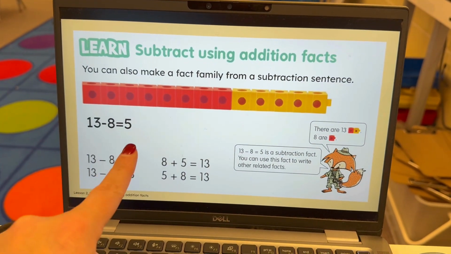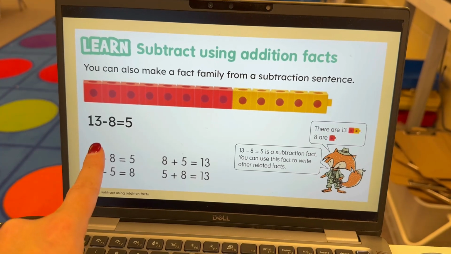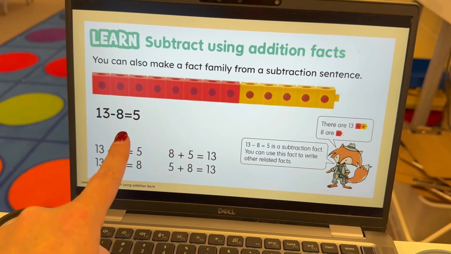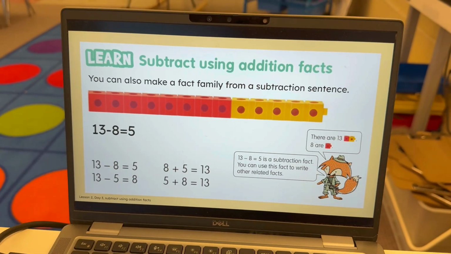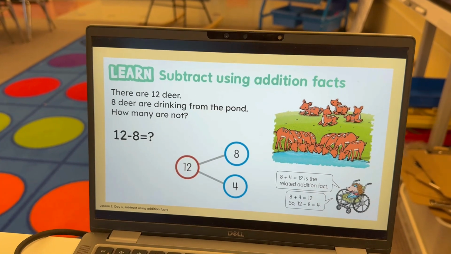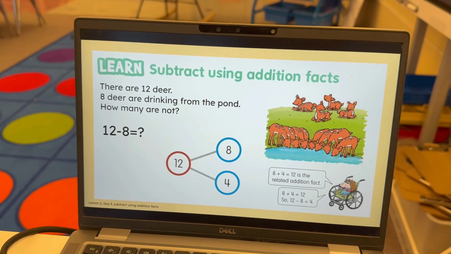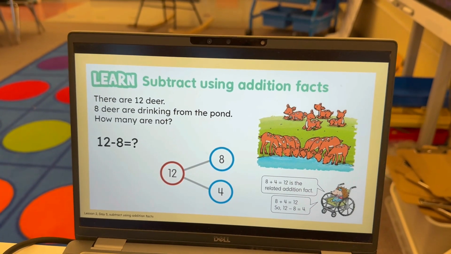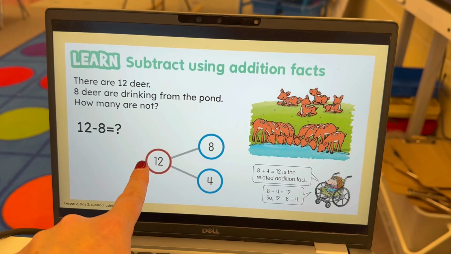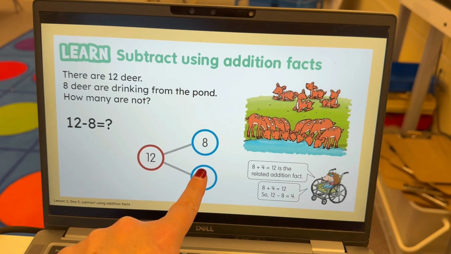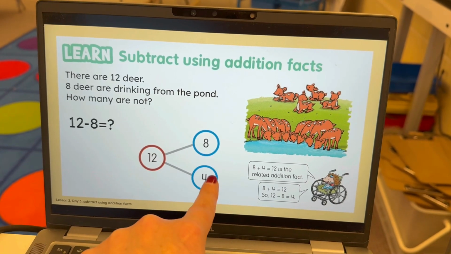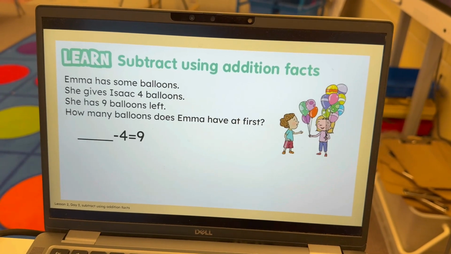And then I showed them that we can do the same thing when we have a subtraction sentence. Because I know 13 minus 8 equals 5, I also know all these other things. And then we try to practice, right? So there are 12 deer, 8 of the deer are drinking from the pond, how many are not? There are so many ways we could solve that with our other strategies, but we're gonna practice using what we know about addition. So we go ahead and fill in, I think this was a blank at first, and then we said, okay, so we know 12 is the whole, 8 is one part, what's the other part? And we figure that out.